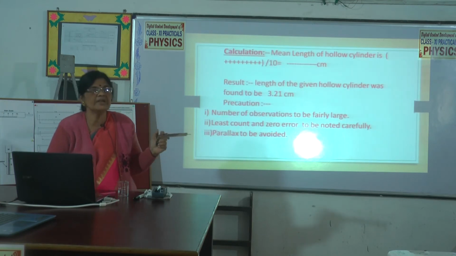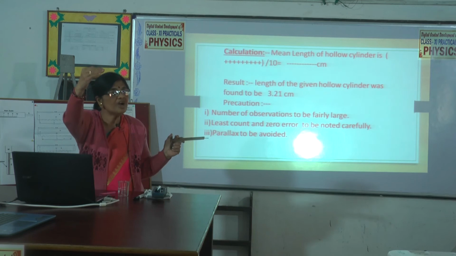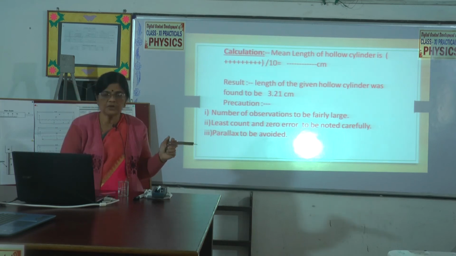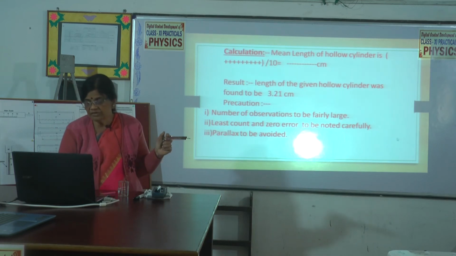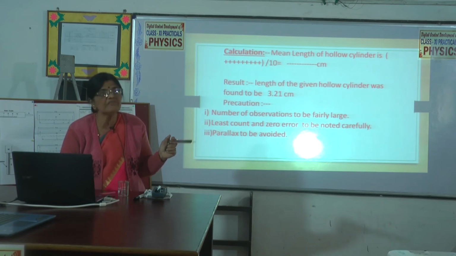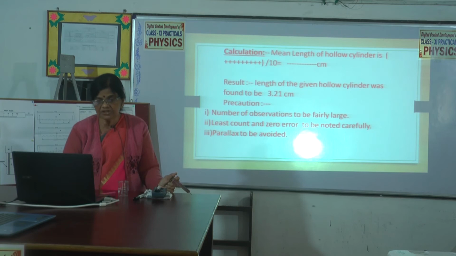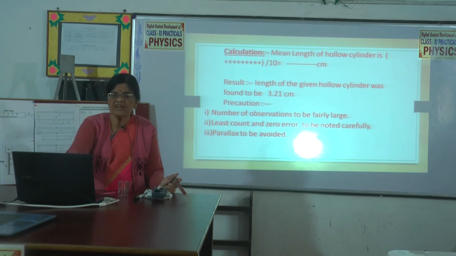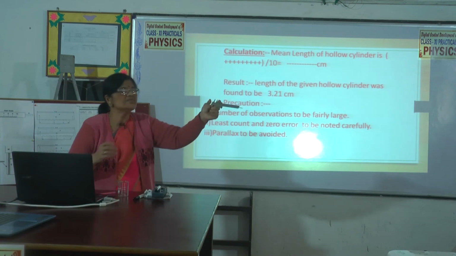Then the mean will be determined in the calculation part. After observation, you have calculations. So what is your result? After finding the mean, it will be 2.55 something or 2.561, something like that. Then the precautions will follow. For the result, you will write the length of the given hollow cylinder. I have just put a value there, something like 2 point.